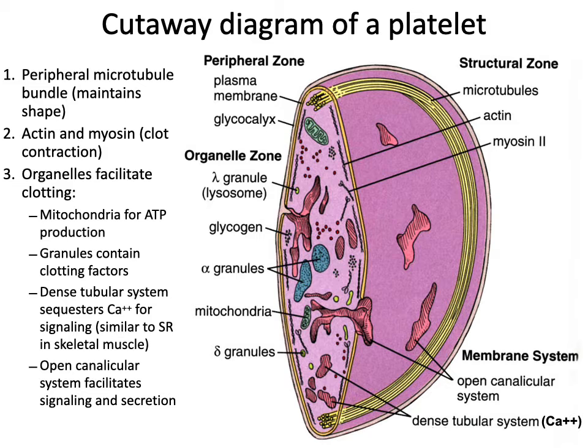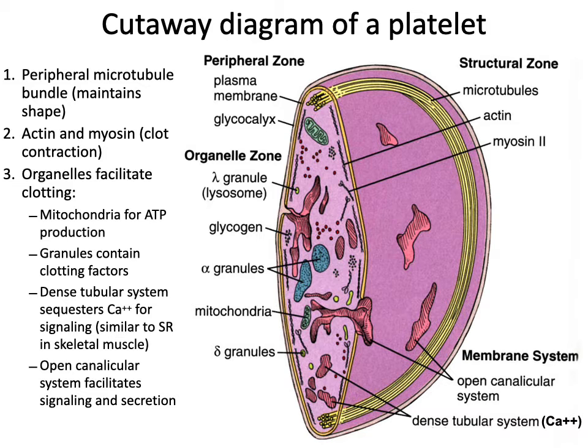So this is a cutout of the platelet, and it contains a cytoskeleton composed of several filaments. It contains a microtubule bundle, which serves to maintain the shape, actin and myosin, which are contractile proteins that serve to facilitate contraction of the clot.